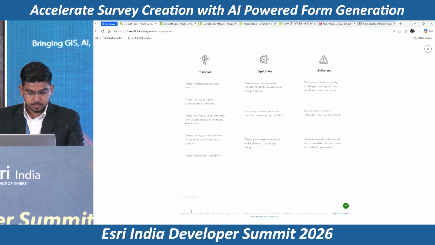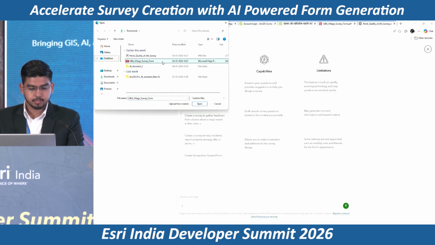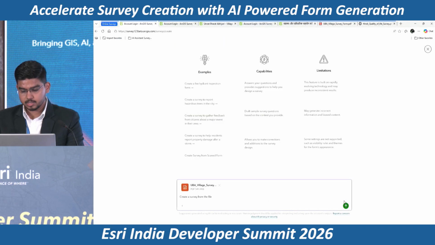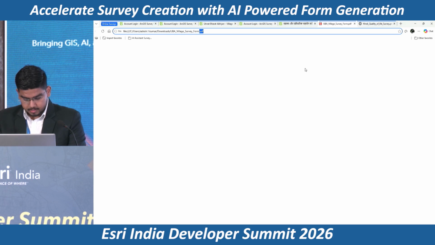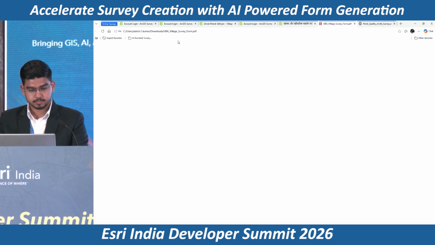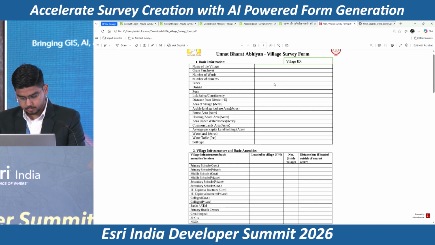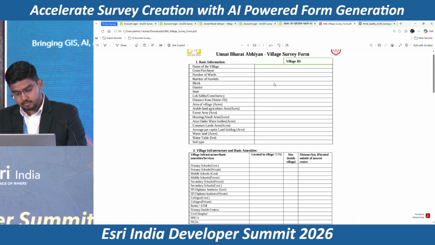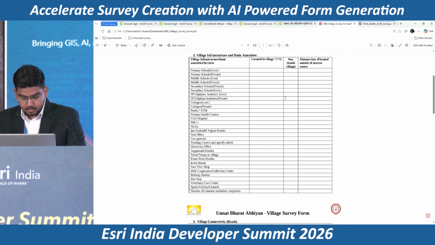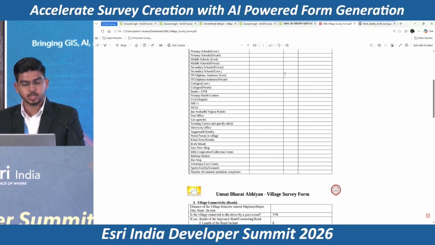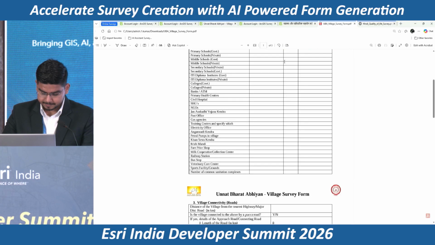So let's take this example. I will simply upload a PDF in the assistant. While it is processing, here I have a large village survey form containing all types of questions regarding the infrastructure, road, schools, water, electricity, etc. Normally, this would take a long time to rebuild manually. But now, I have just uploaded the PDF and said create a Survey123 form from this file.